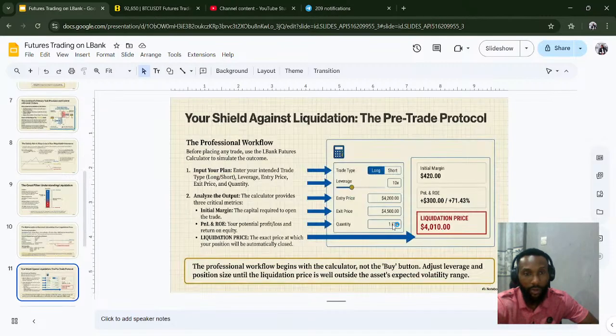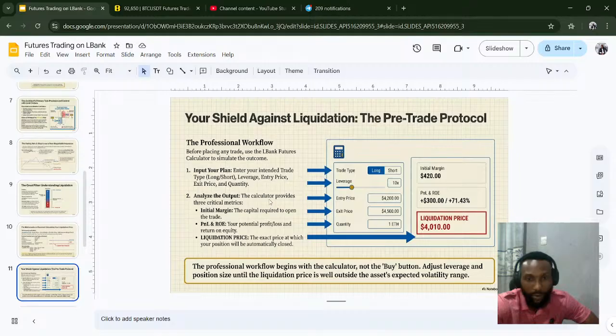Don't worry, I'll show you all this. We'll navigate the LBank system today. You guys are going to see your shield against liquidation, the pre-trade protocol. This is just the process, the professional workflow. Before placing any trade, use the LBank futures calculator to simulate the outcome. Enter your intended trade type, long or short, leverage, entry price, exit price, and quantity. Analyze the output.